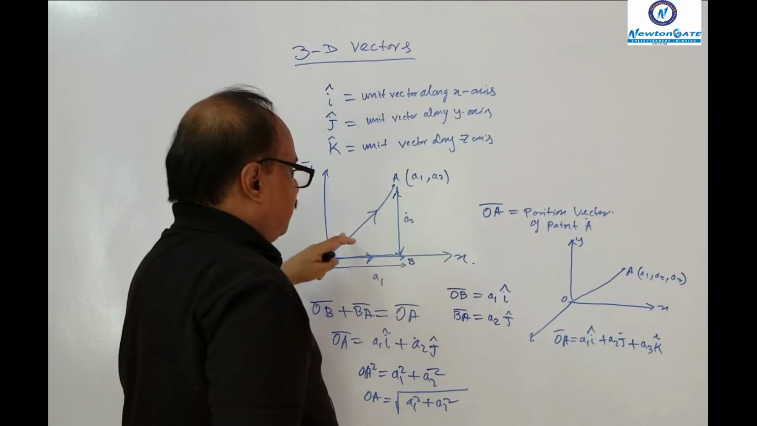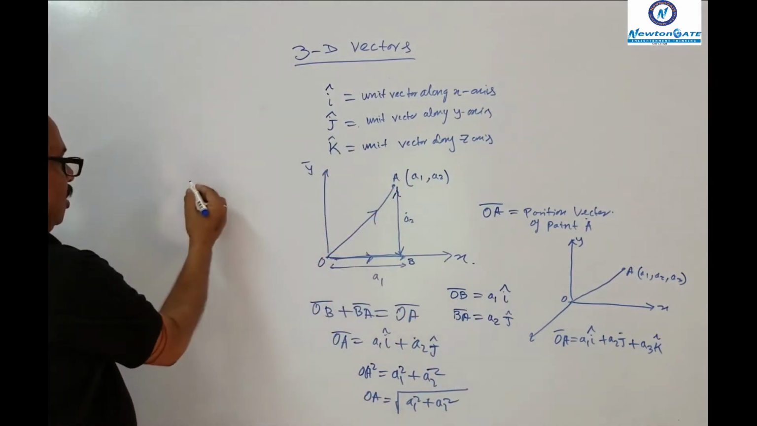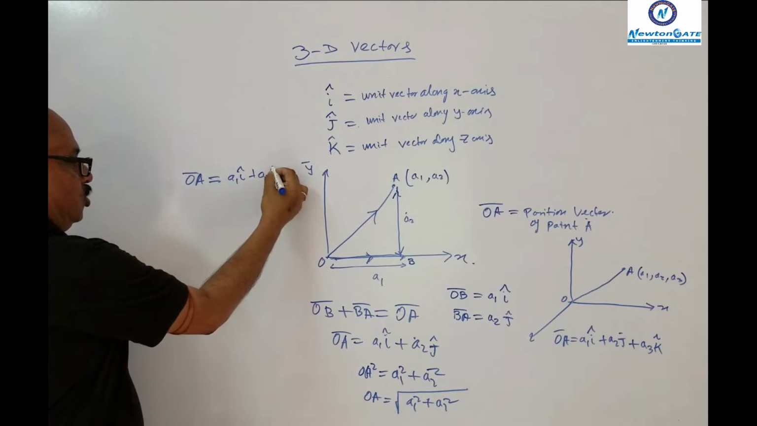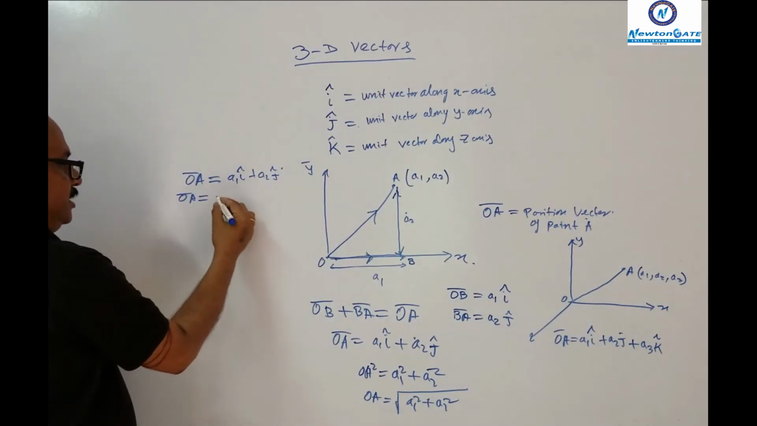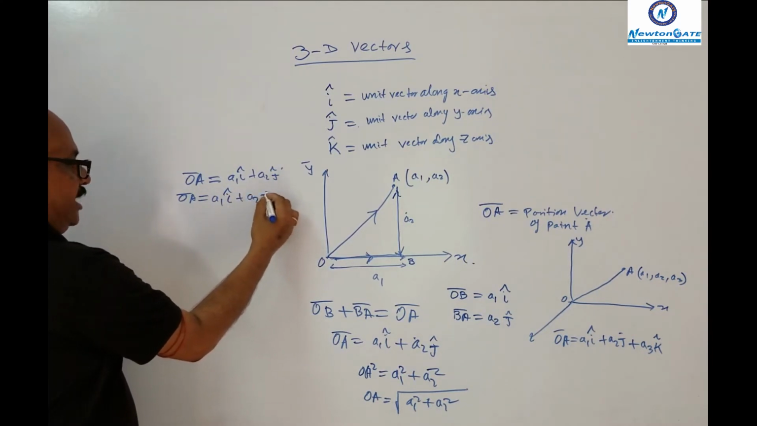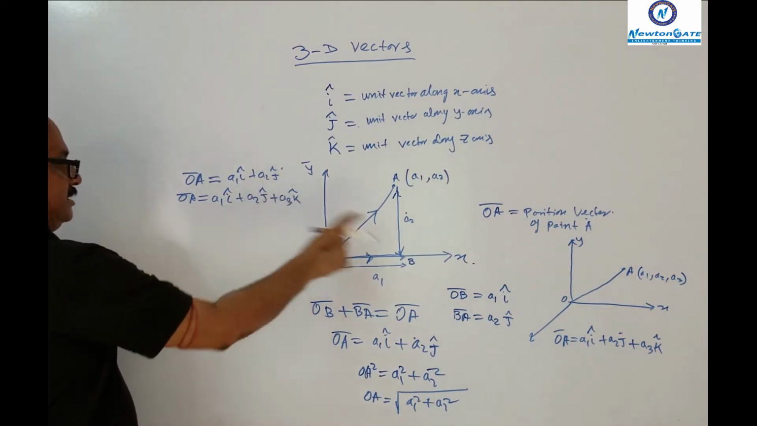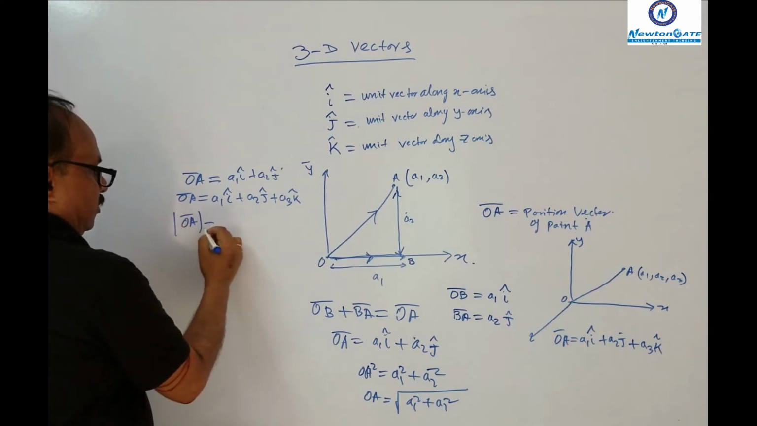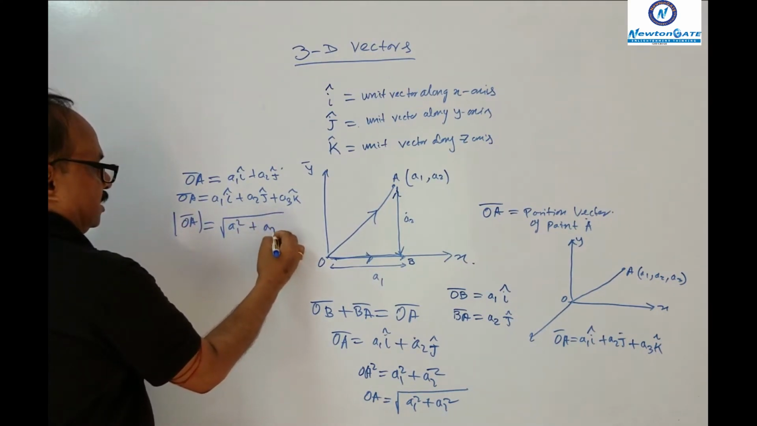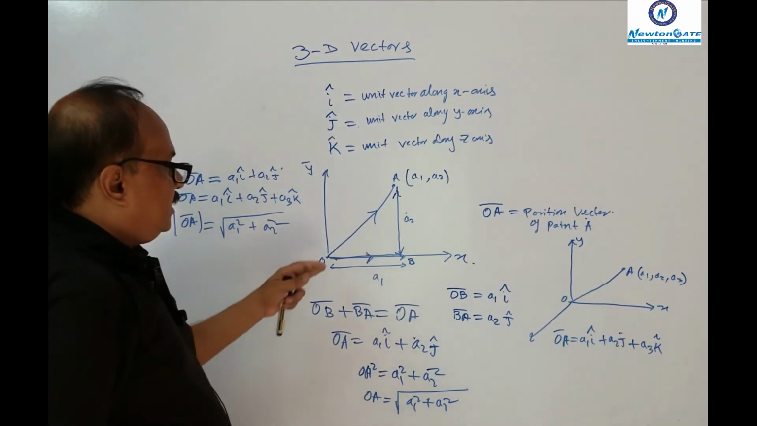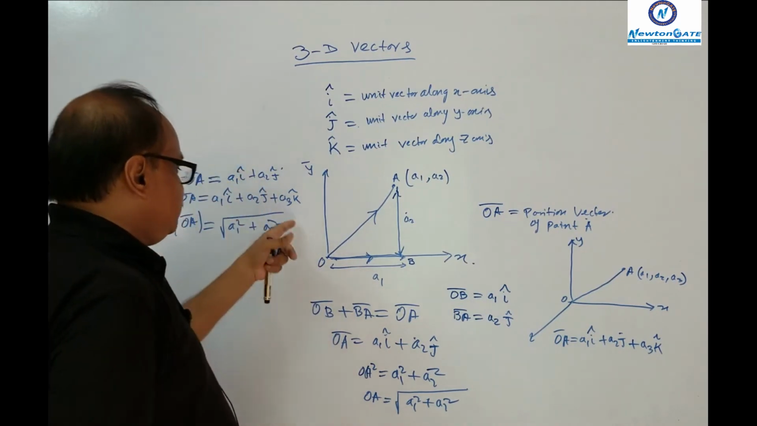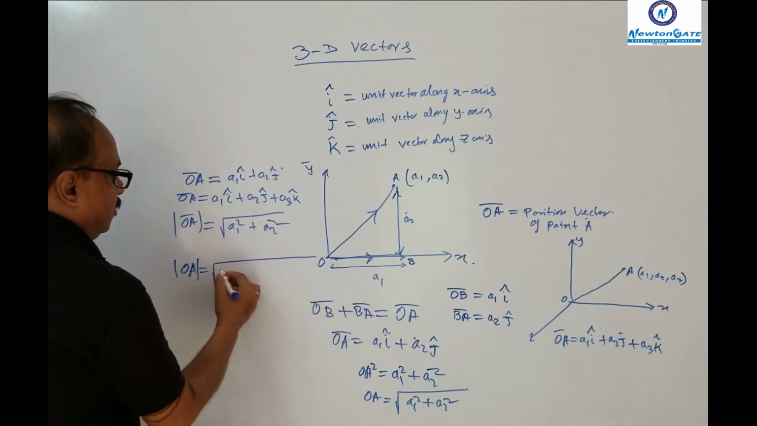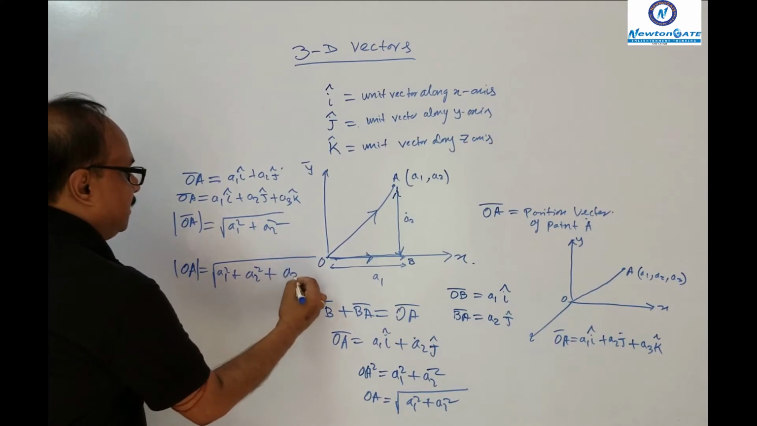So you understand? The position vector OA is expressed as A1I plus A2J two dimensionally. Then your vector OA three dimensionally will be A1I cap plus A2J cap plus A3K cap. And the length of the vector OA, that's the magnitude we call it, will be equal to root over A1 square plus A2 square for the two-dimensional case. Same way, in three dimensions, the magnitude will be the square root of A1 square plus A2 square plus A3 square.